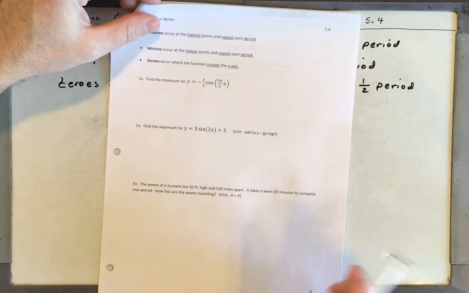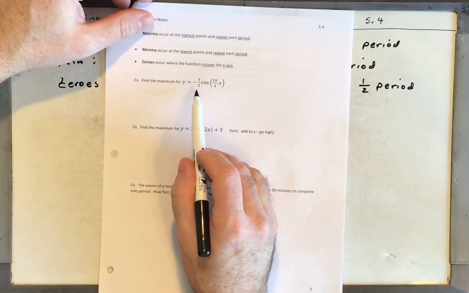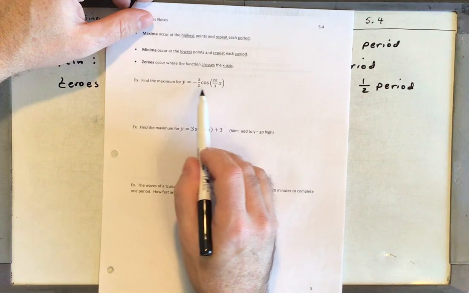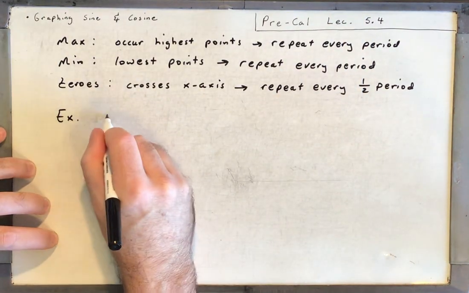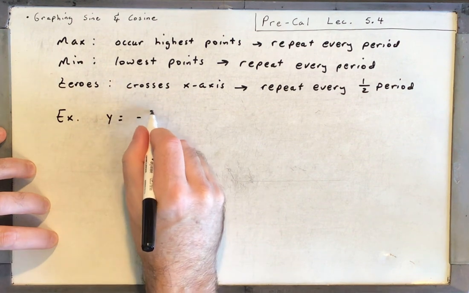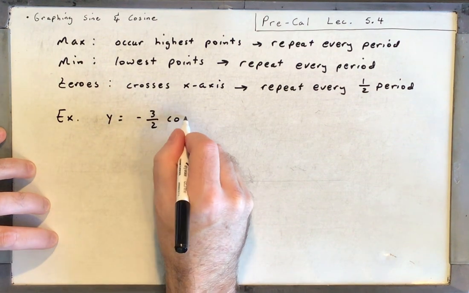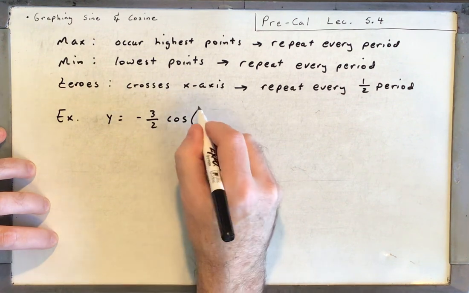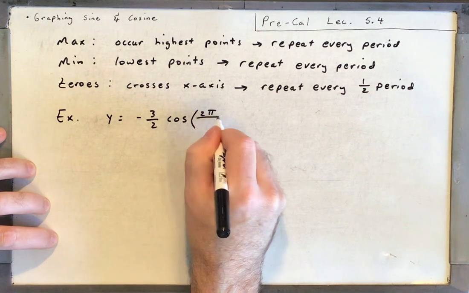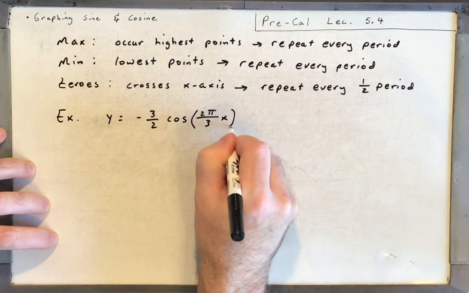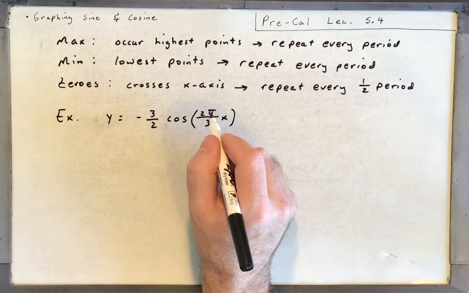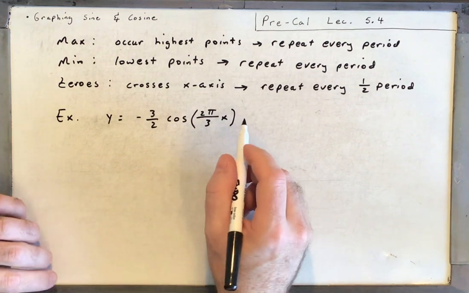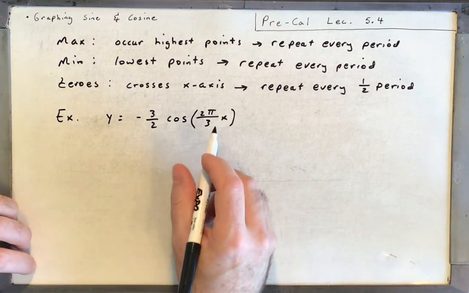Okay, so let's find the maximum of y is equal to -3/2 times the cosine of 2 pi over 3 times x. All right, so what is the maximum for that? I'm going to do a little more than that. I'm going to find the max, the min, zeros, the period.